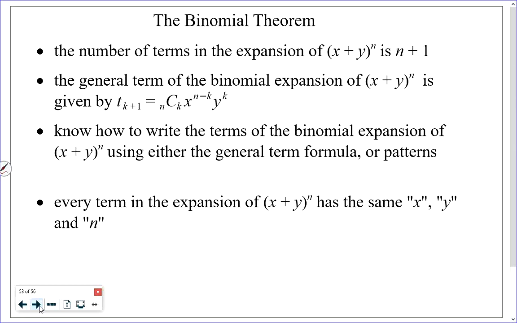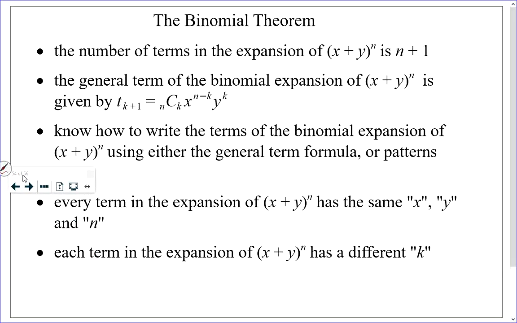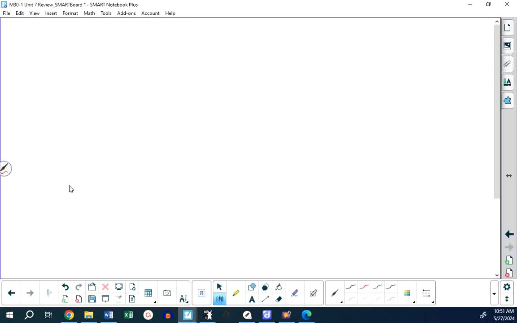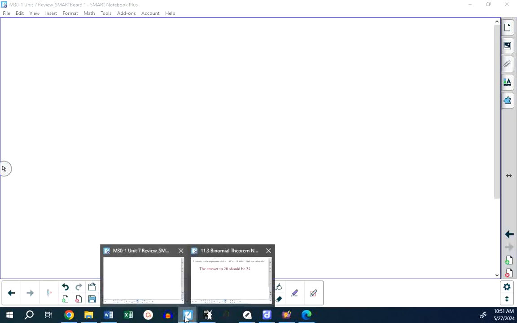Every term in the expansion has the same x, y, and n, but once again, each term has a different value of k. I shouldn't need to say this, but I'll say it anyway. Clearly, this k is different than the k we've been dealing with regards to transformations, right? Okay. That's it. So we do have one more example that I would like to go through.